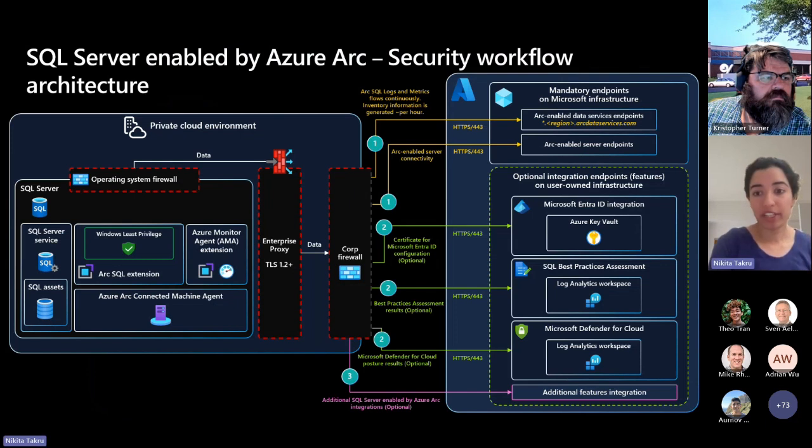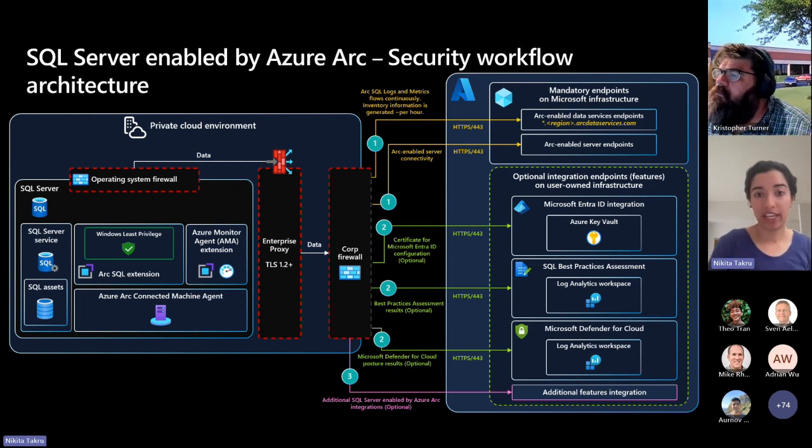Now I really want to focus in today's session on security. This is an overall security workflow architecture diagram. I'm going to start out by talking about the most significant software components for SQL Server enabled by Azure Arc. And really there are two. The first one is the Azure Connected Machine Agent, and the second one is the Azure extension for SQL Server. Let's talk a little bit about what each of these are.